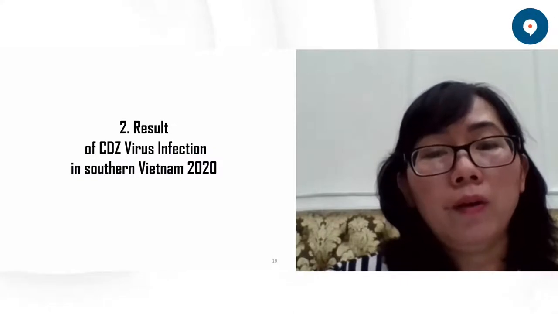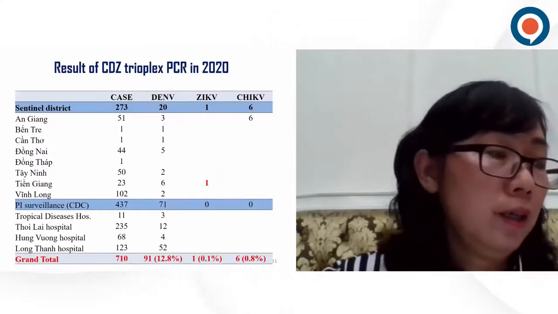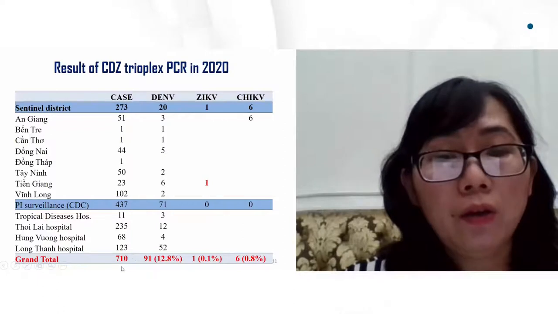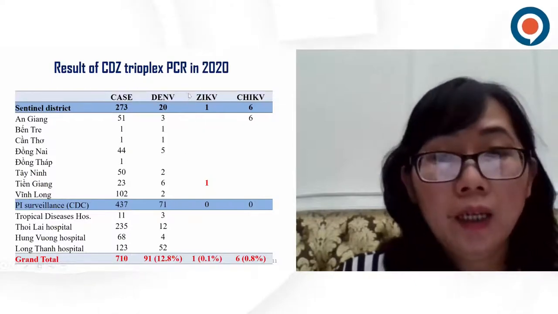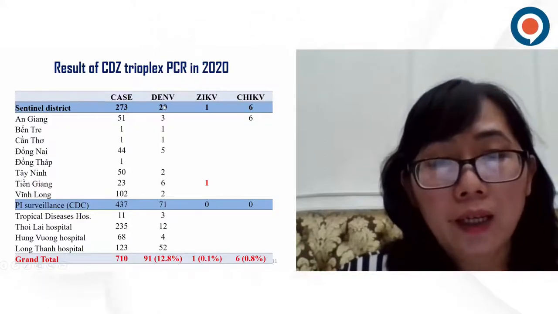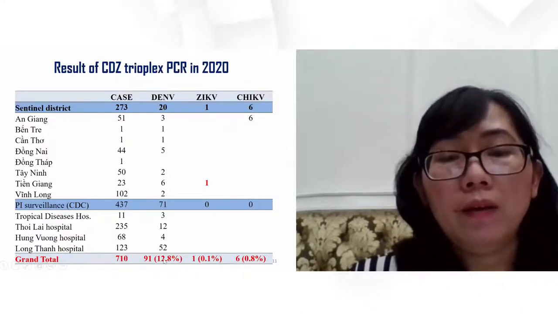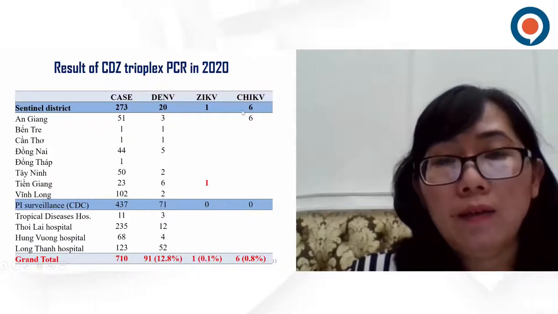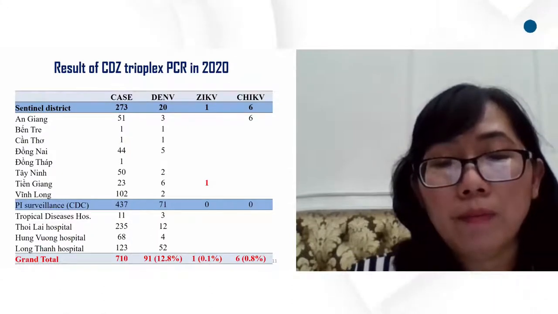And this is some result of the CDZ surveillance in southern Vietnam in 2020. Last year, for the CDZ surveillance, we got a total of 710 patient sera. And we see that dengue virus is the most frequently positive virus, at 12.8%. After that, chikungunya virus was positive at 0.8%. For Zika virus, we only got one positive RNA case.